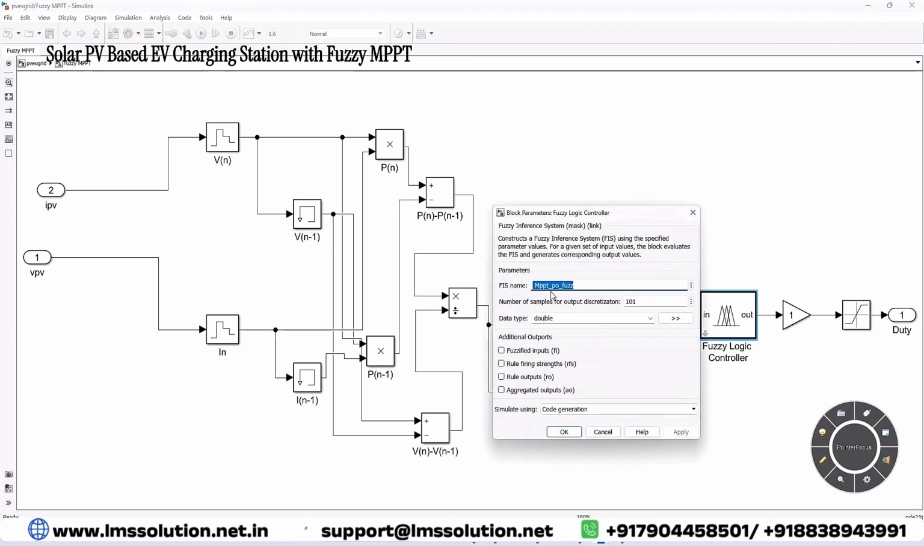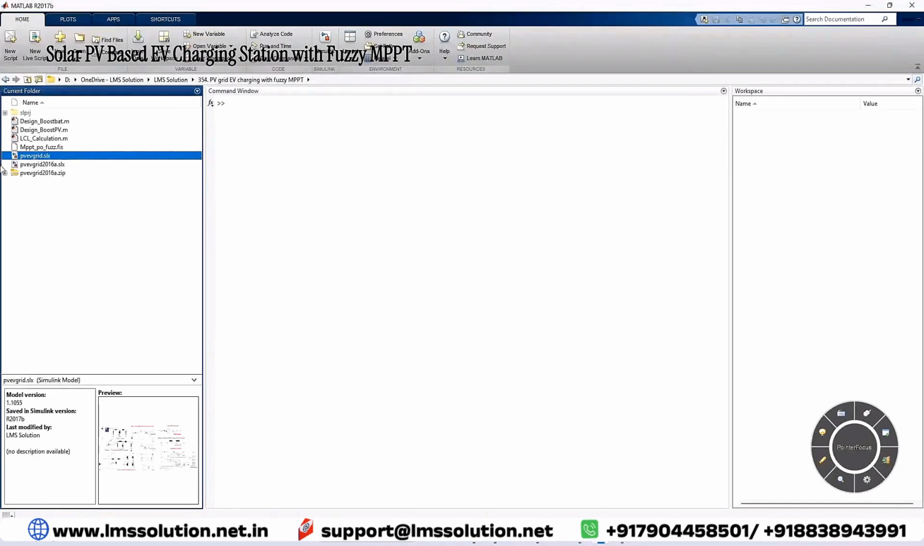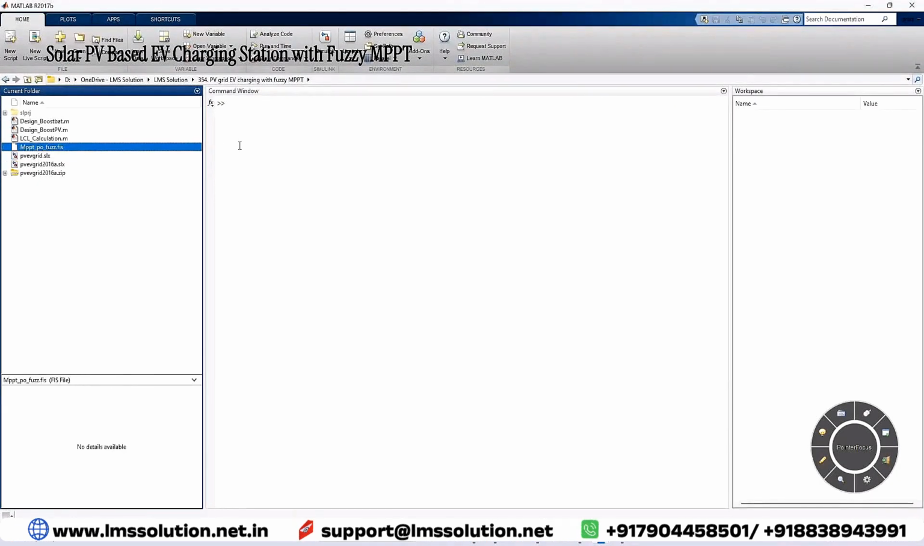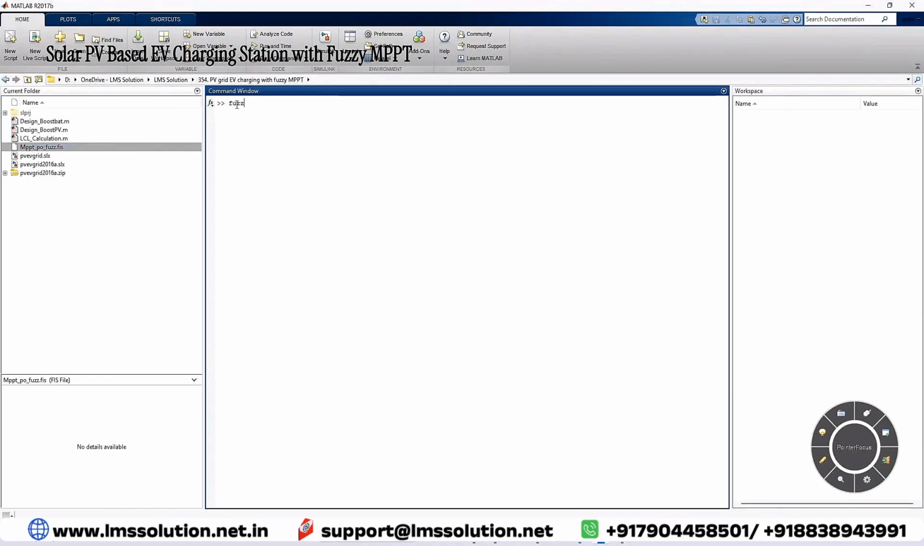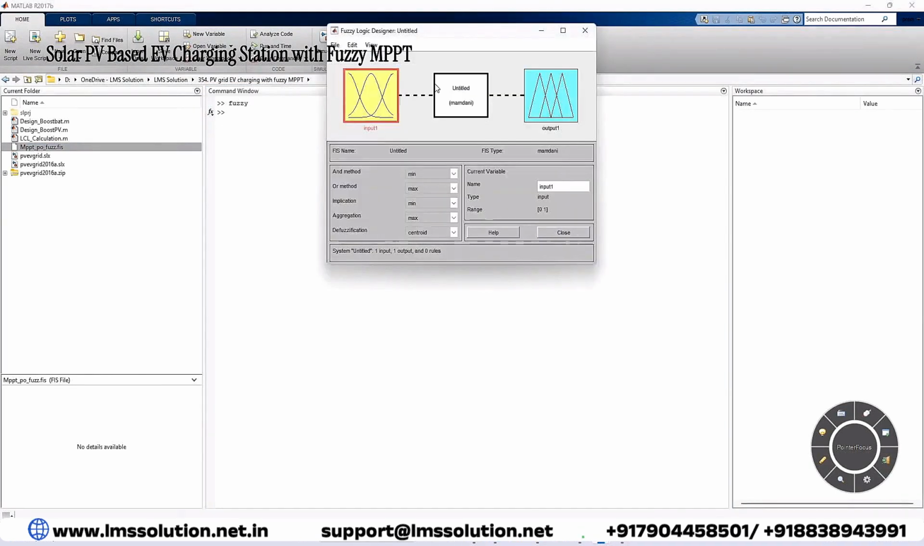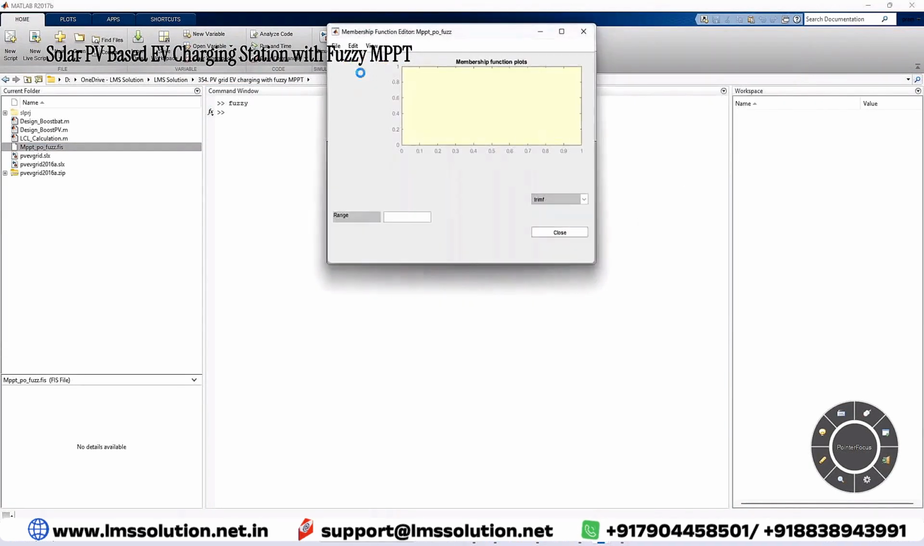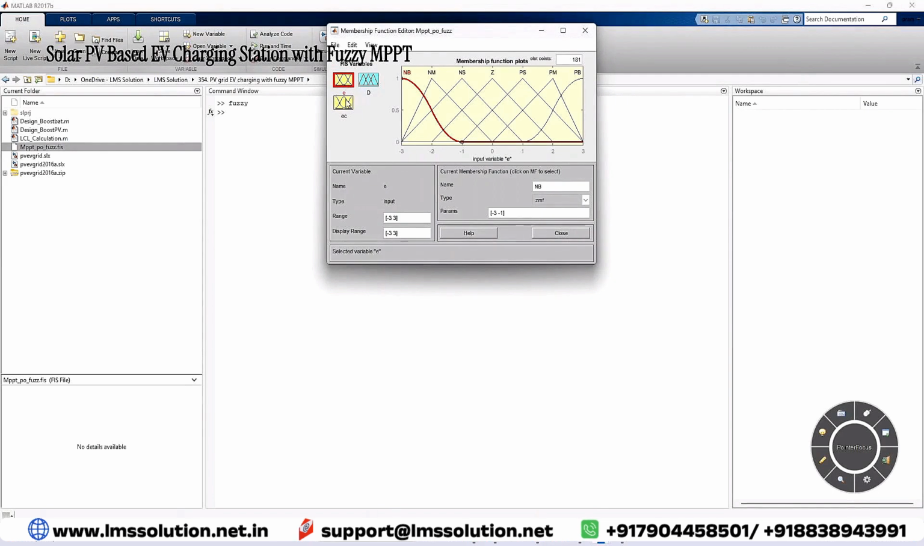Here you can see this MPPT boost fuzzy is already created. Just go to type fuzzy and then open that fis file. So this is a fis file. Here you can see the membership functions for error, rate of change of error, and then the output duty cycle. And then they are related with the rules.